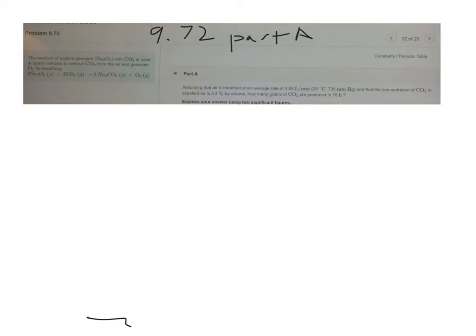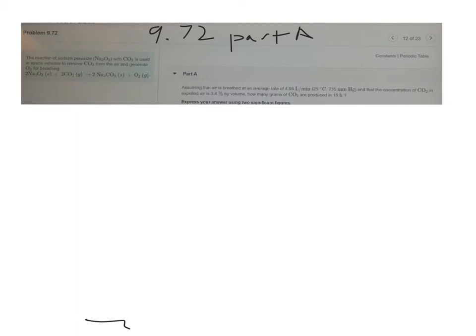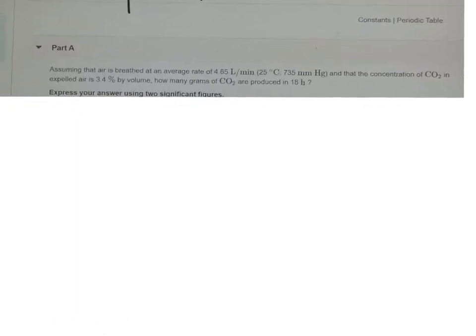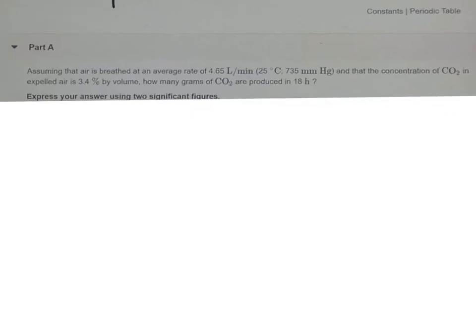Part A. That equation up there in the corner will come in useful in a second, but right now let me focus in on the problem itself. Assuming air is breathed at an average rate of 4.65 liters per minute at 25 degrees Celsius, 735 millimeters of mercury, and that the concentration of carbon dioxide in the expelled air is 3.4% by volume, how many grams of carbon dioxide are produced in 18 hours?